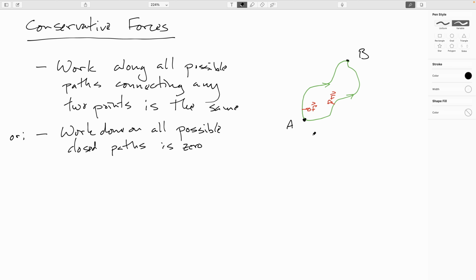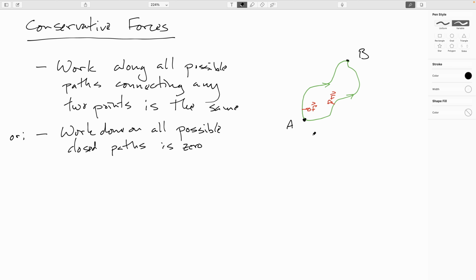This turns out to be handy as you go along in your math. If you end up taking vector calculus, it turns out that you can show that this is the same thing as saying that a mathematical quantity called the curl of the force is equal to 0. But that's beyond the scope of this treatment here.